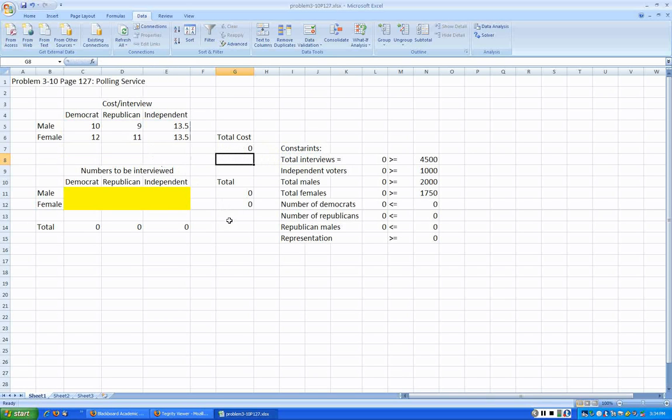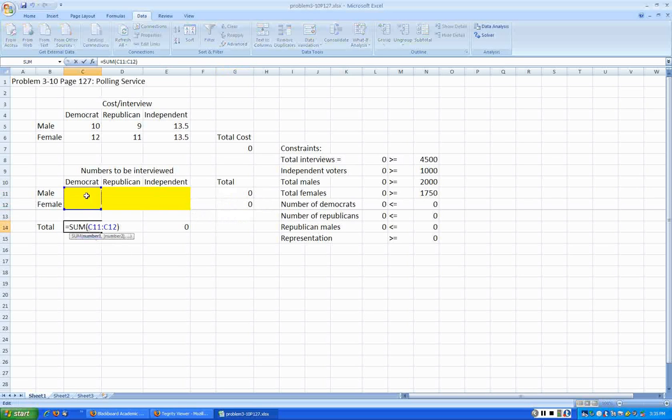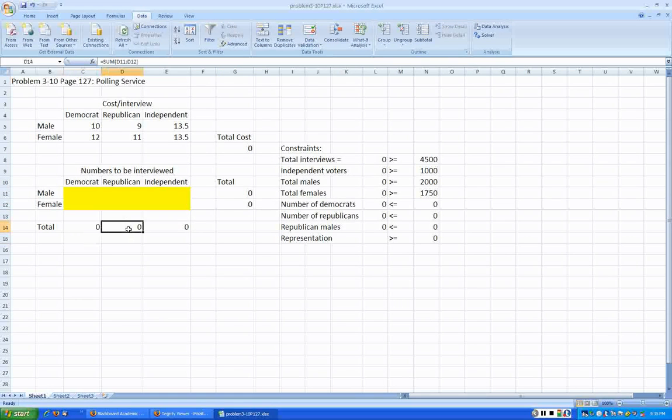And the next is we have the constraints, and in these constraints, let me correct the spelling there. Now in these constraints, the total interviews should be at least 4,500. Now how many do we interview? Here I have the total. This sums up that this is total males, and likewise here it is total females. Here it is total Democrats, both male and female together, and likewise this is the figure for Republicans, and here is for the Independents.